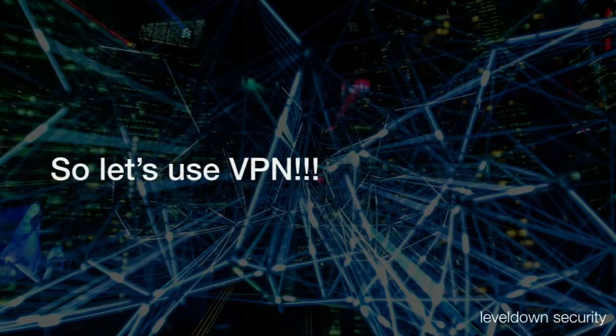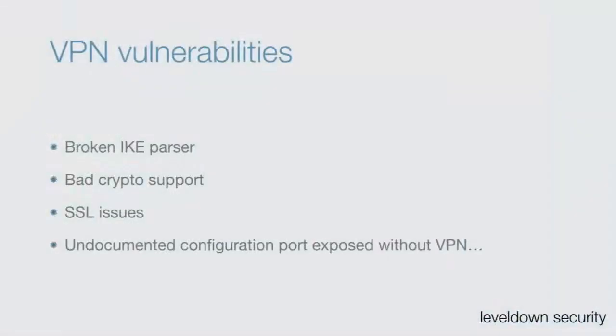Obviously, let's use VPN. But then if you look at the VPN stacks of all these devices, you will want to cry. You have broken IKE parsers, you have bad crypto support, you have SSL issues, and on one device I enabled VPN for everything, and then the configuration port was still exposed without VPN. I sent the vendor an email and said, hey guys, how the hell do I turn this off? And the answer is, no, we need this in case the VPN fails.